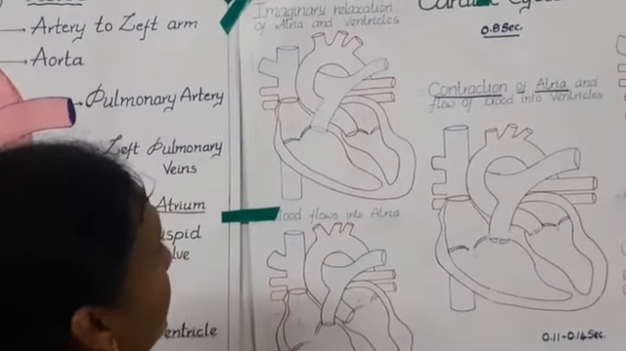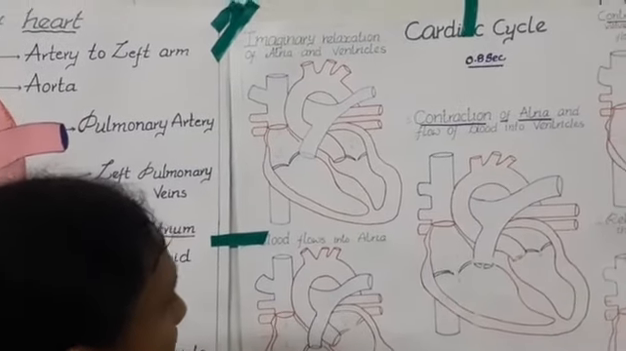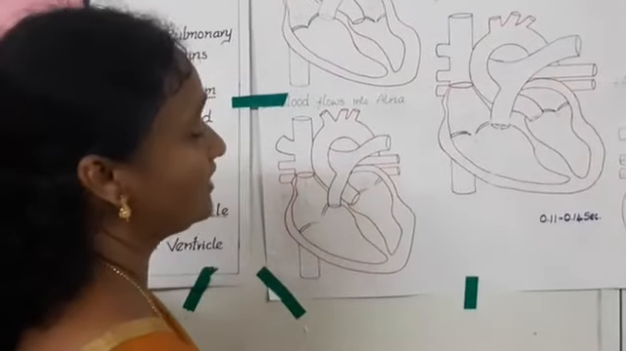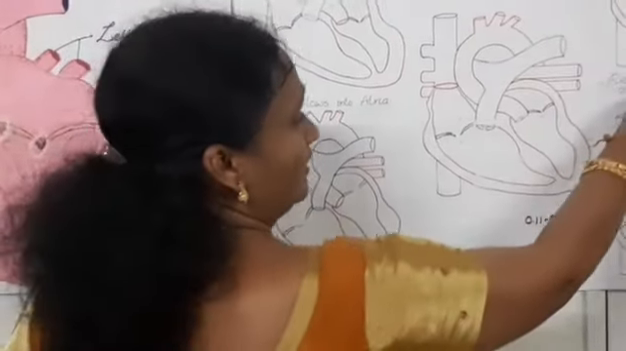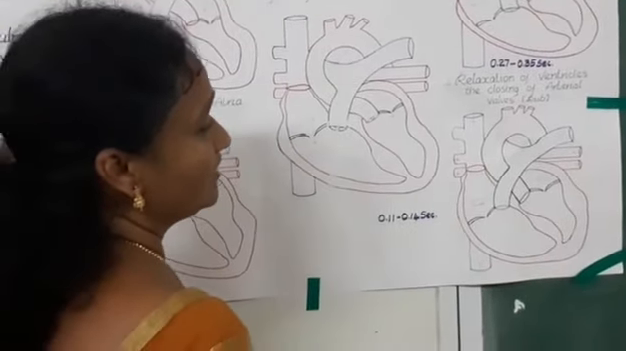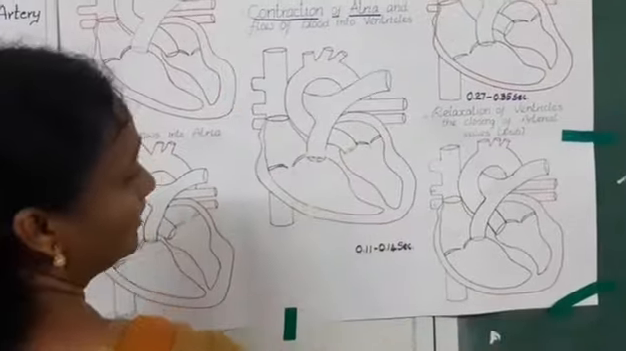When we see only the auricular systole, it takes 0.11 to 0.14 seconds. And ventricular systole takes 0.27 to 0.35 seconds to complete the cardiac cycle.